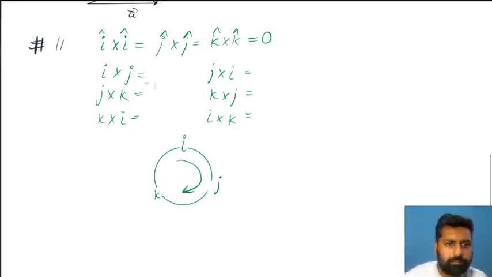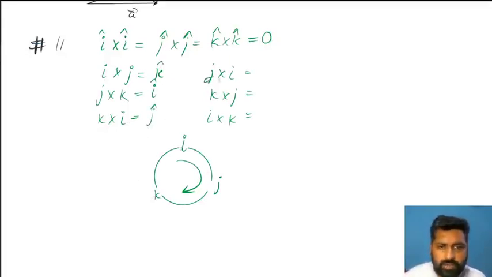I cross J: move from I to J and jump to the next one, that's K. J cross K: move from J to K, move to the next one, I. K cross I: start from K, move towards I, and then jump to the next one, that's J. So simple enough.